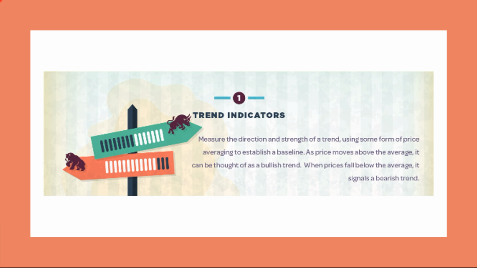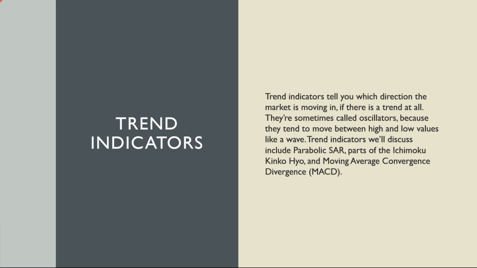Now, we have several different groups of indicators. The first and best or most used one is called trend indicators. They measure the direction and the strength of the current trend, and they use some form of price averaging to establish a baseline. As price moves above the average, it can be thought of as a bullish trend. When price falls below the average, it can be thought of as a bearish trend. Trend indicators tell you which direction the market is moving in.